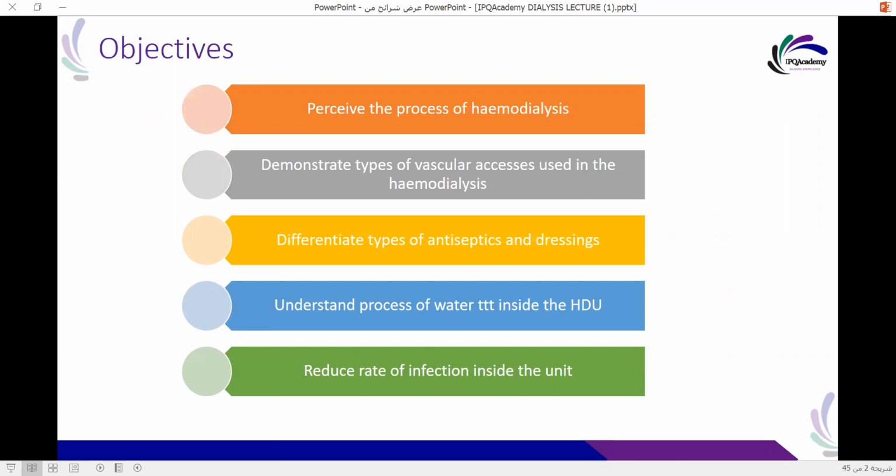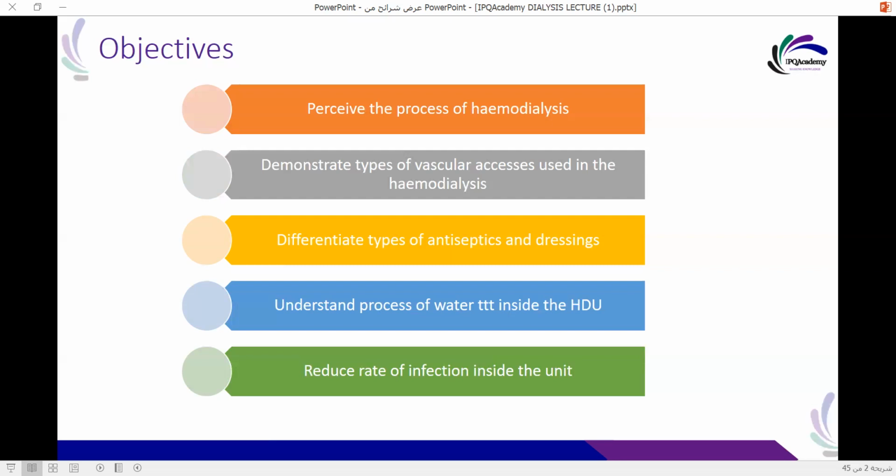Third, differentiate types of antiseptics, dressings, and the use of each one. Fourth, understand the process of water treatment inside the hemodialysis unit, including the steps. Fifth, reduce the rate of infection inside the unit.